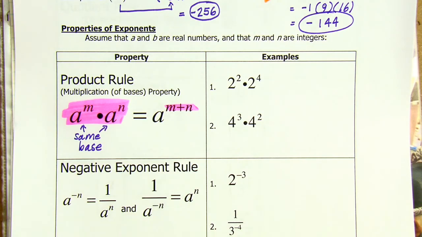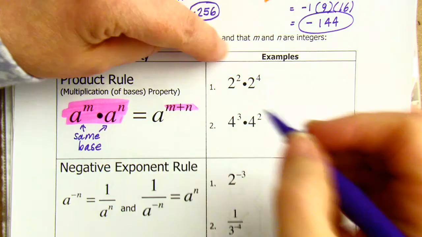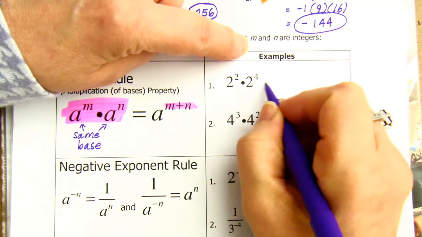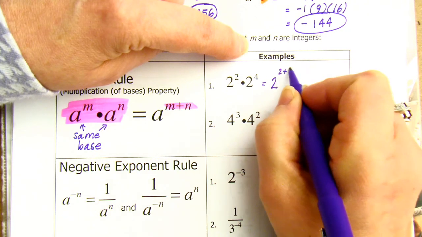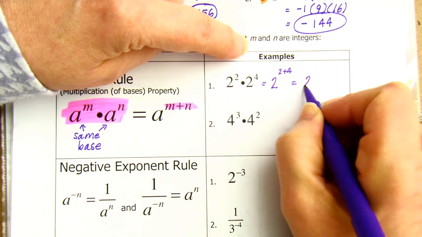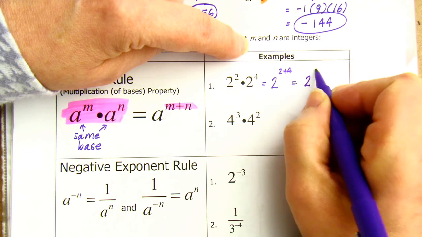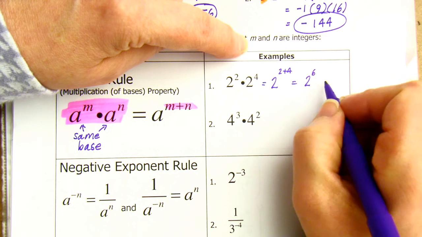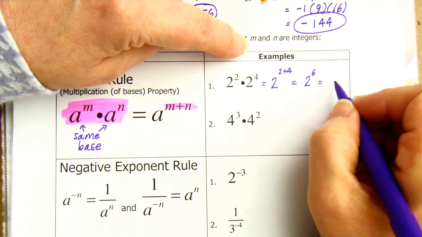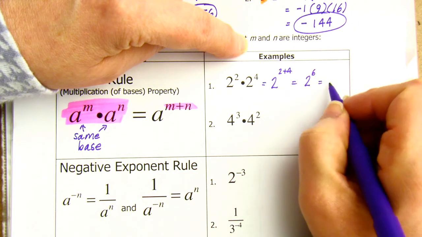So let's apply that to these two problems. 2 squared times 2 to the 4th is 2 to the 2 plus 4, or 2 to the power of 6. And of course, since I can raise 2 to the 6th power, I should get 64.